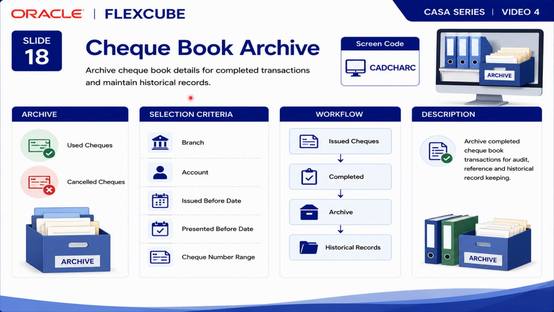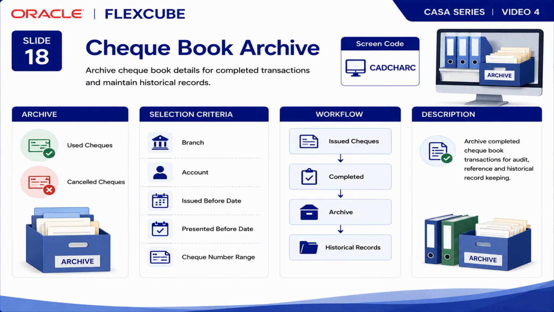Checkbook archive. The screen code is CADCHARQ. Completed checkbooks can be archived for long-term storage. Both used and canceled checks are eligible for archival. Users can archive records based on branch, account, issued before date, presented before date, and check number range. The workflow moves from issued to completed, then to archive, where historical records remain available for future reference and audit purposes.